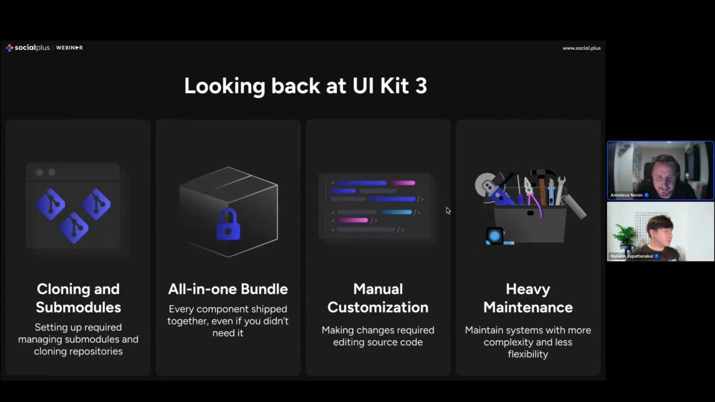And it has worked well, but we also understand that every use case and every industry is different. We help teams ship faster, but it was quite rigid. So as we scale with more customers and we started to work with a broader range of industries, there were some friction points. To go through them quickly, first, about cloning and submodules. To use UI Kit 3, developers had to clone entire repositories and manage submodules, and it was quite tedious and it added a lot of complexity.